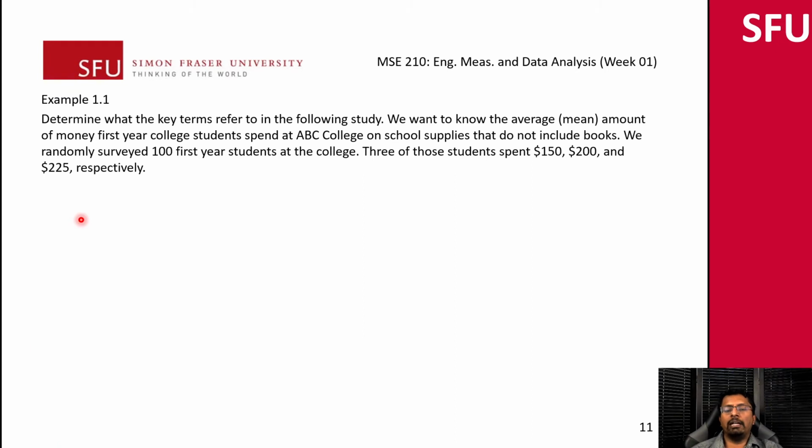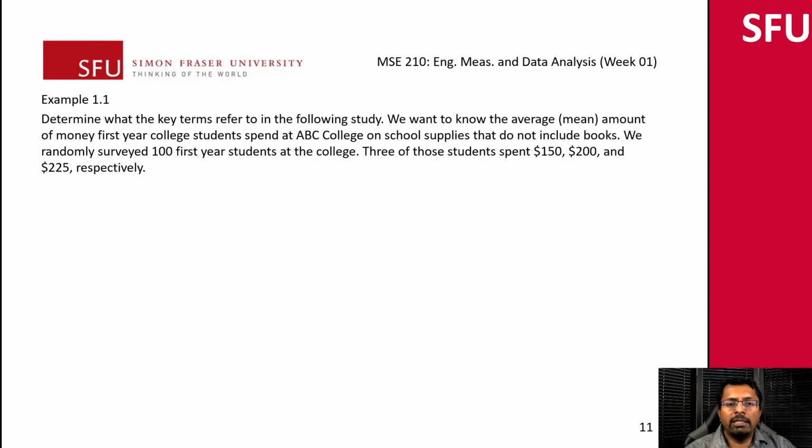So let's look at a very simple example. We can determine the key terms in the following study. We want to know the average or mean amount of money a first year college student spends at ABC College on school supplies, which does not include books. We randomly surveyed 100 first year students at the college. Three of the students spend 150, 200, and 225 respectively. Then we can look at the different terminology in terms of what's the population, what's the sample that's specified, the parameters, and so on. This would be a good time for you to pause the video and see if you can answer or figure out these questions.